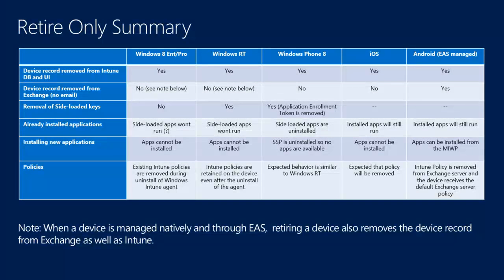So again, another little eye chart, which goes through the exact feature map and what gets removed by what. Looking down the column on the left: do we remove the device from Intune? Do we remove it from Exchange? What do we do about side-loading keys? That's the key that's put down on the device to enable side-loaded apps for Windows RT and Windows Enterprise and Pro. What do we do with applications that are installed, or whether new apps can be installed? Unfortunately, with Android, we can't actually block the installation of new apps if we just do a retirement. So often for Android, a wipe is going to be the best option.